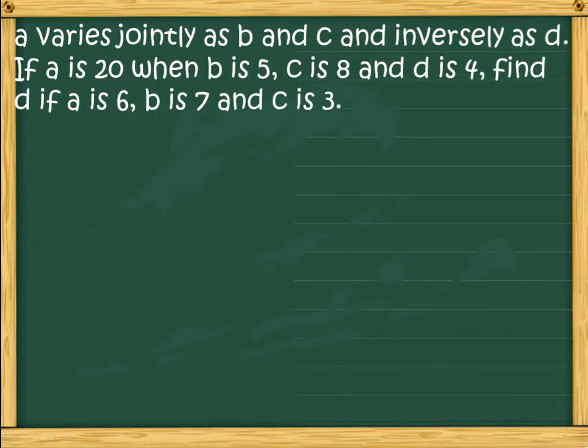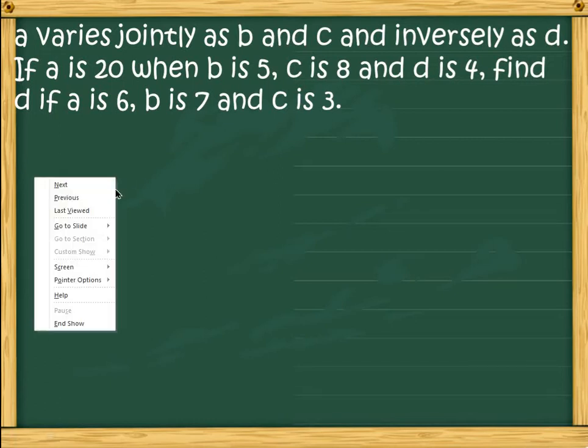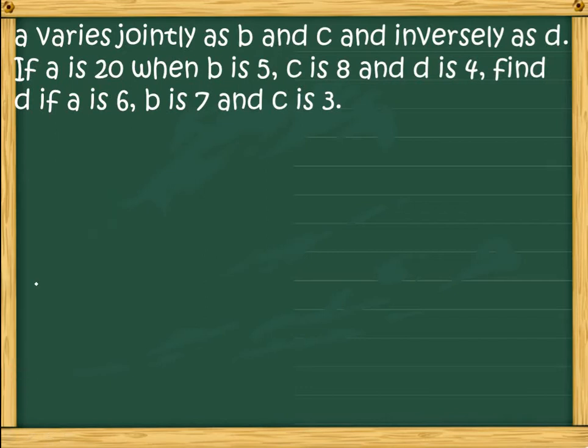Let's have another example. A varies jointly as B and C and inversely as D. If A is 20, when B is 5 and C equals 8 and D equals 4, find D if A is 6, B is 7, and C is 3. So the question is asking for the value of D. But before that, we need to find the equation.